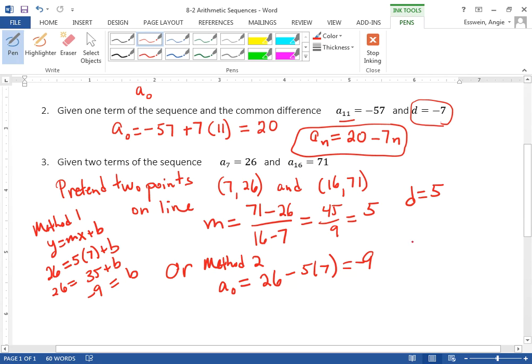But that's not our final answer. We're ready for our final answer. The nth term equals the 0th term, which is -9, and then plus 5n. And certainly if you have time on a quiz, plug 7 in here and make sure that you get 26, and plug 16 in and make sure you get 71.